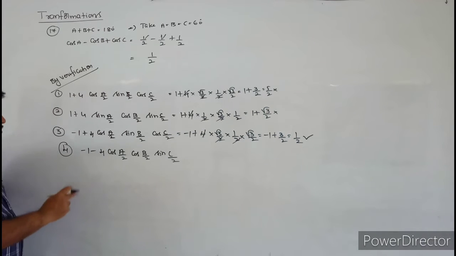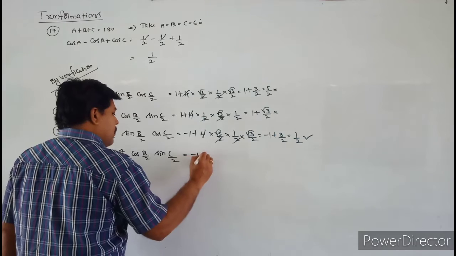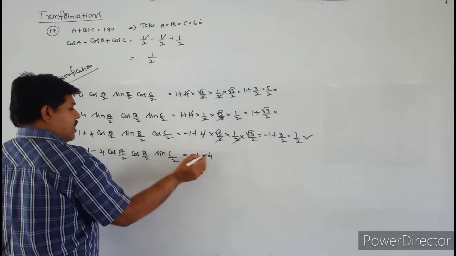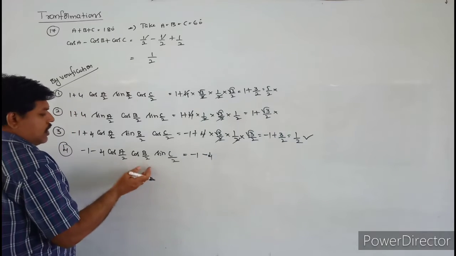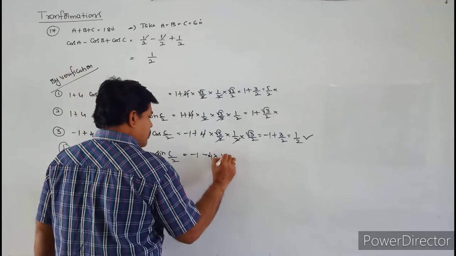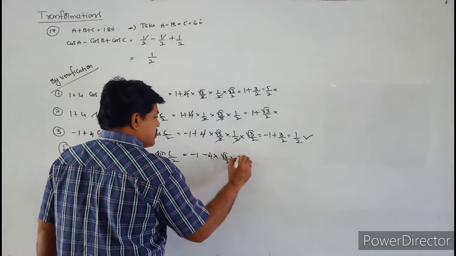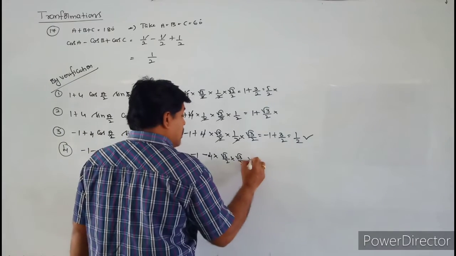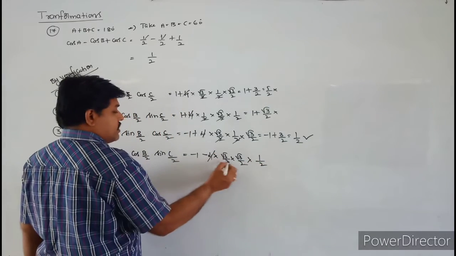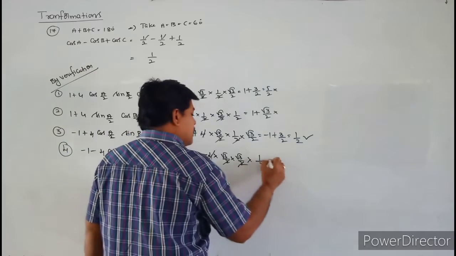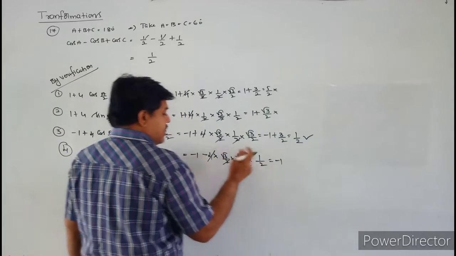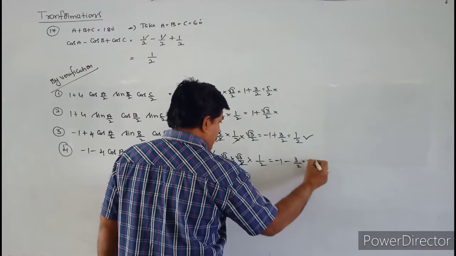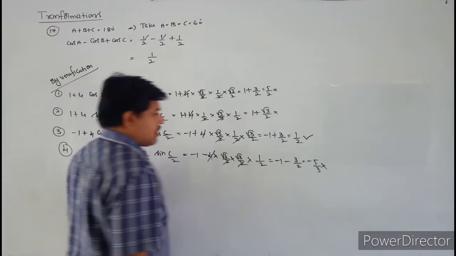So check the next option also. That is minus 1 plus 4 into minus 1 minus, not the plus. So minus 1 minus cos A by 2, cos B by 2. Cos A by 2 is root 3 by 2, cos B by 2 is root 3 by 2, and sin C by 2, sin 30, is 1 by 2. So what happens, students? This value will be cancelled. It will become minus 1 minus root 3 into root 3, which is 3, minus 3 by 2. So it will become minus 5 by 3. So it is not the option.